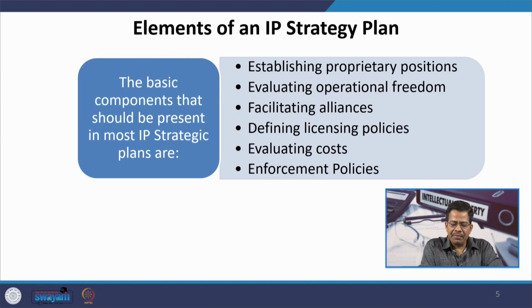Now, when we are developing the IP strategy, what are the various elements of this IP strategy plan? First is, you have to establish priority positions. We will be discussing all these things in detail in a few minutes only. Evaluating operational freedom, alliances, collaborations, licensing policies, the cost associated, and what will be your enforcement policy. All these are the various elements which should be there in your IP strategy related plan.